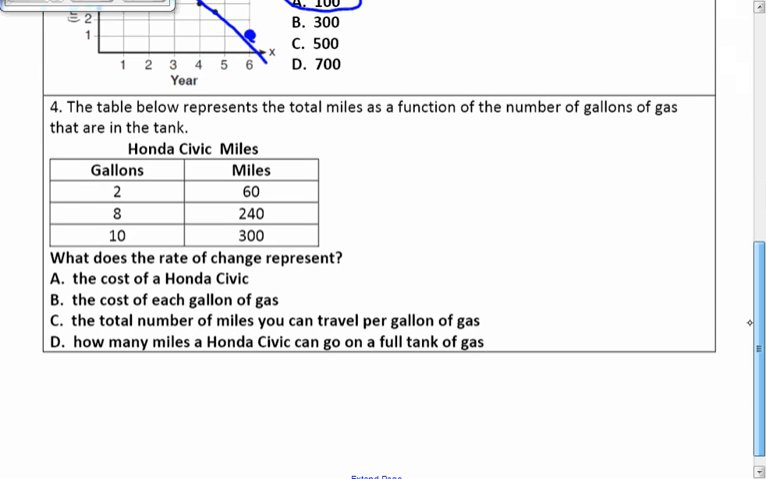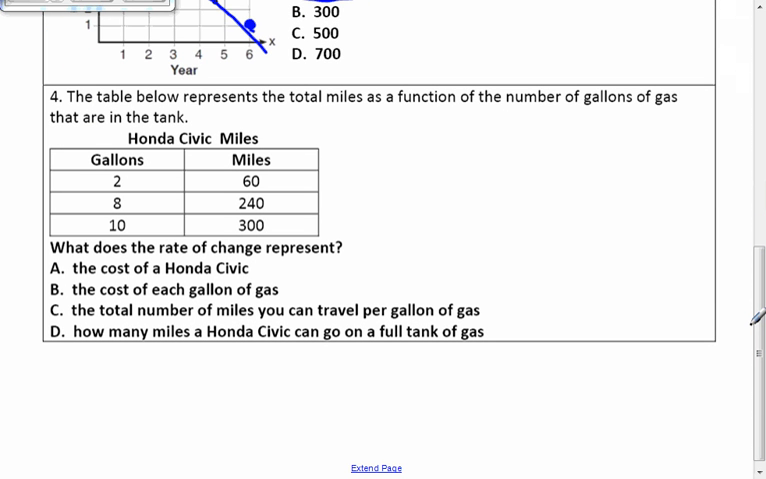Number 4. The table below represents the total miles as a function of the number of gallons of gas that are in the tank. So if you have 2 gallons of gas, you can go 60 miles. If you have 8 gallons, you can go 240 miles. If you have 10 gallons, you can go 300 miles. What does the rate of change represent?